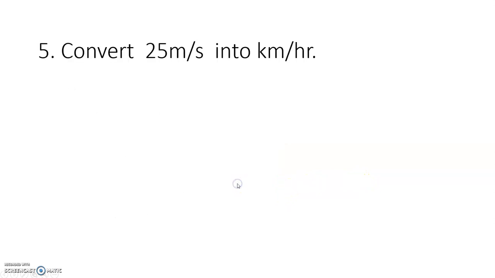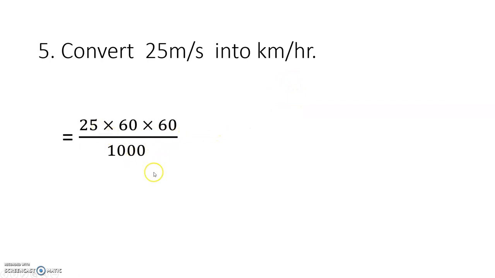Let's go to sum number 5. Convert 25 meter per second into kilometer per hour. 25 meters should get converted into kilometer, means divided by 1000. Seconds to be converted into hours means you will divide it by 60 into 60. So again division means it will be reciprocal of that. That means multiplied by 60 into 60.